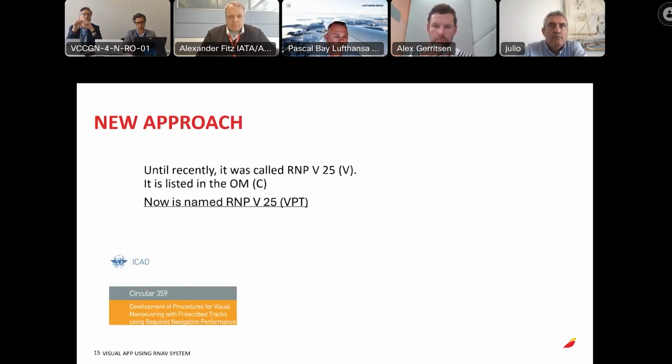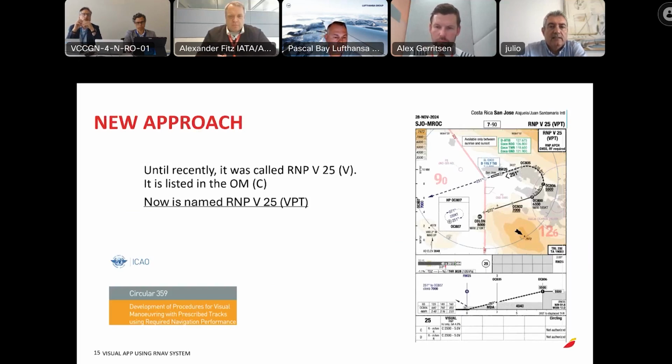Okay, so probably 2 years ago, thank you, Costa Rica published a new approach. It was called only RNP Victor 25, only this, 2 years ago. And we found out it was a possibility to resume the operations on runway 25. So we did the whole process. And then like 1 year ago, we decided to operate again on runway 25.